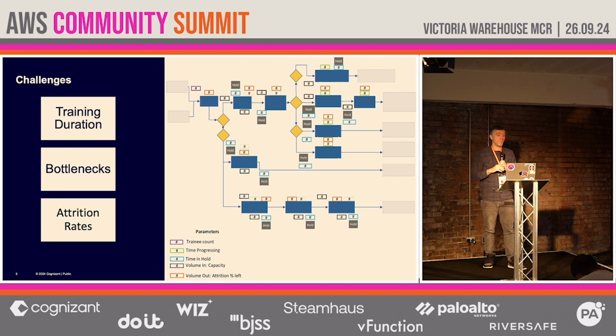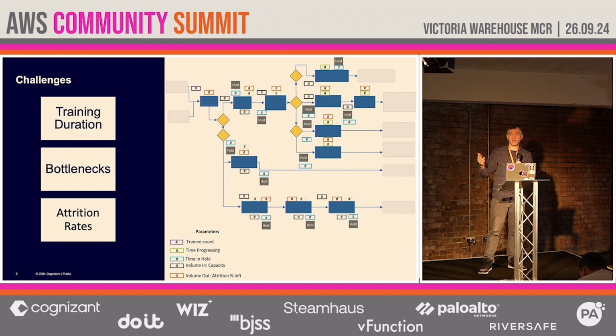Also, they have a problem with attrition, so a lot of people will decide to leave those courses. So we want to be able to dig into the flow of the people through the courses to understand why they're leaving. Is it because they're waiting around too long? Is it because the course isn't very fun, etc.?